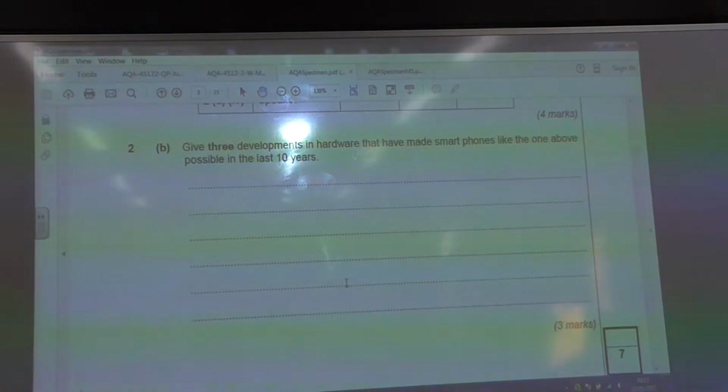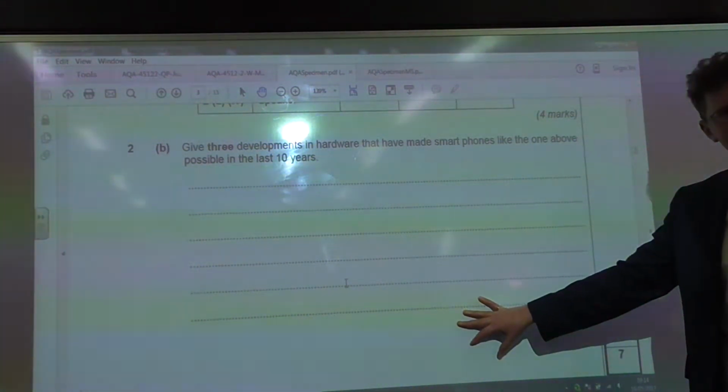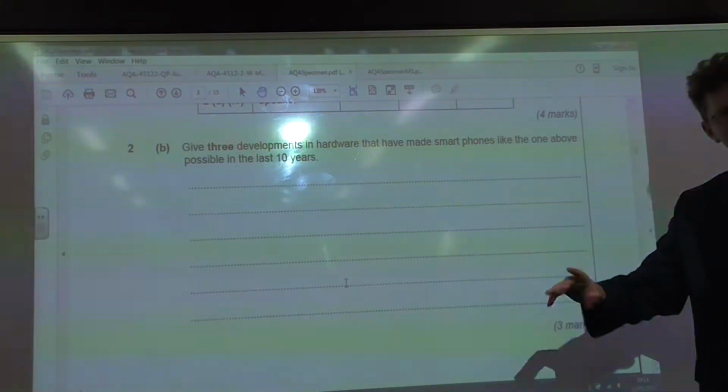So: give 3 developments in hardware that have made smartphones like the one above possible in the last 10 years. Making the hardware smaller and more powerful and smaller. Yeah. So there's a whole raft of things there, and I kind of know what you're talking about. But your verbal answer there is very typical of the kind of answer that I see written here. On the right kind of lines, but all a little bit confused.